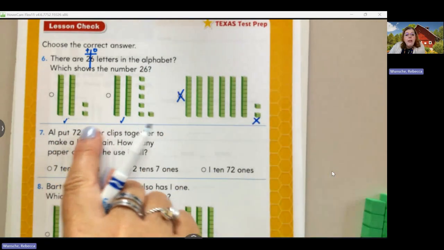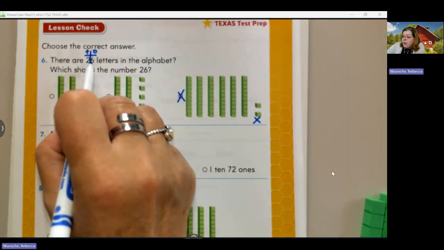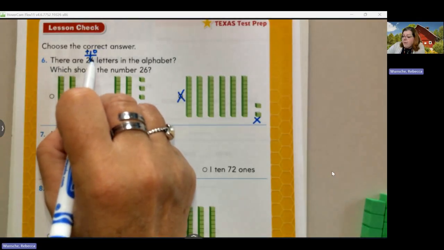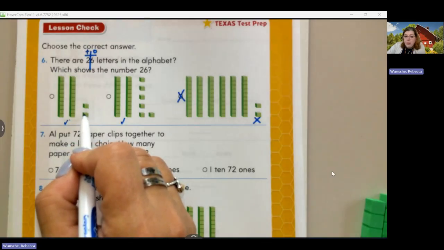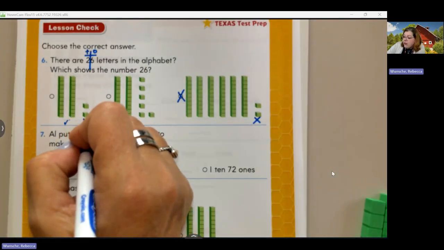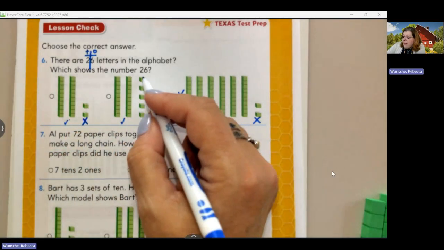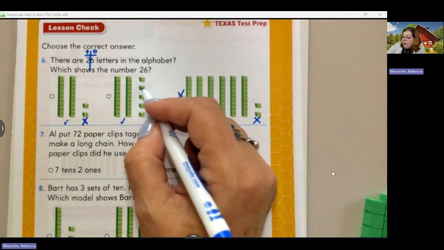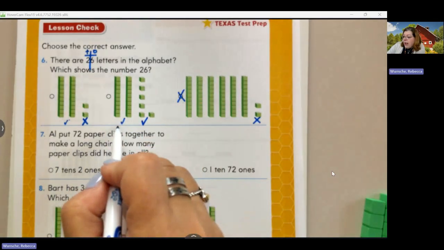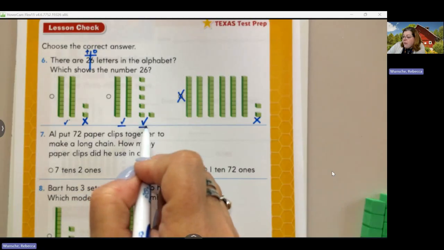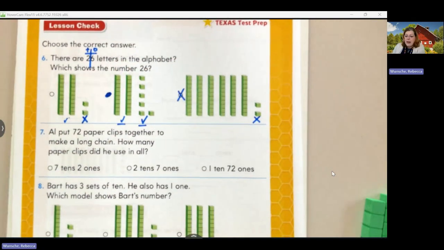But I'm going to go back to my 2 choices that had 2 10s. Now I'm going to look in my ones column. I need to have 6 1s. Do I have 6 1s in this one? Nope, this model only shows me 2 1s. So I'm going to put an X there. Do I have 6 1s here? 1, 2, 3, 4, 5, 6. Yes. So look, I have the right number of 10s and the right number of 1s. That helps me make a good choice for the correct answer.